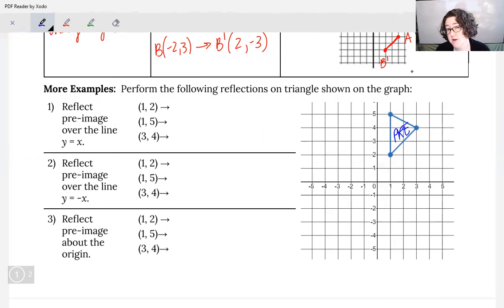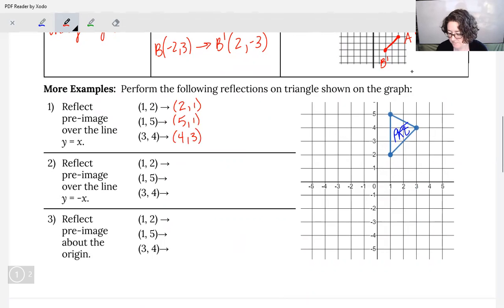That's our starting value. I'm going to write that vocab down in a little bit. So next one, we're going to reflect that pre-image over the line y equals x. Well, what was our rule for y equals x? Just flip-flop our coordinates. Okay, so original point (1, 2) will become (2, 1), and we'll have (5, 1), and we'll have (4, 3).